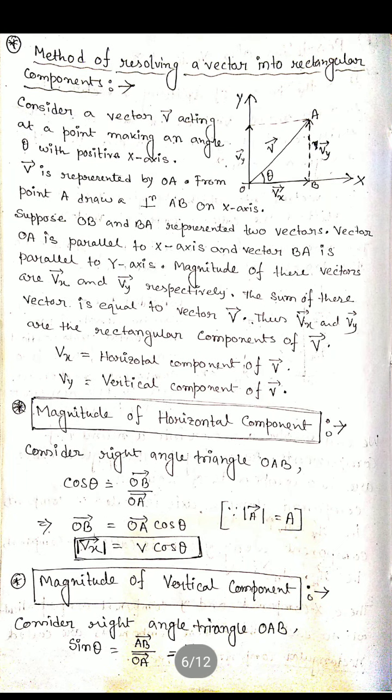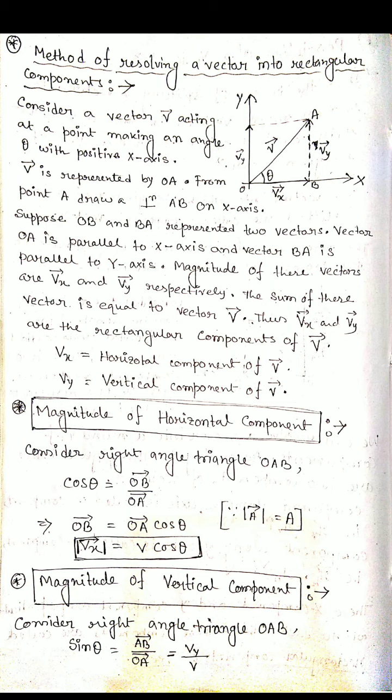Next, method of resolving a vector into rectangular components. In this figure, you see that we considered any velocity vector V, which will be represented by OA. It will be resolved along two axes, two components. One is along the x-axis, that is Vx, another along the y-axis, that is Vy. Here, if we use the dotted line, AB equals OY. So if AB equals Vy vector, then OY is also Vy.